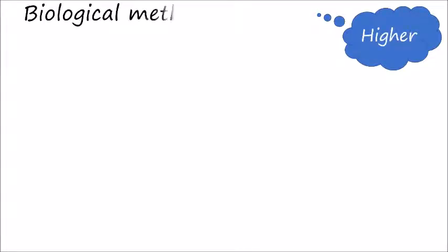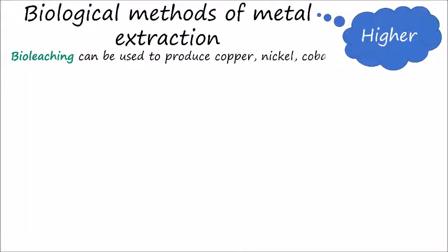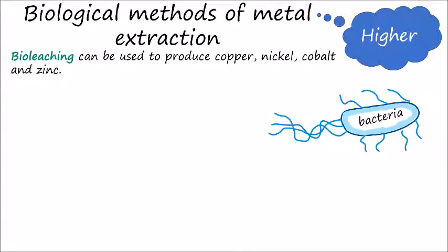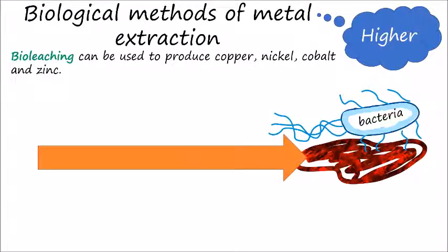If you are taking the higher tier exam, then you need to know about biological methods of metal extraction. High-grade ores are becoming more difficult to find, and therefore more low-grade ore is being used. This makes the traditional method of extraction too expensive. Bioleaching is one of the alternatives that can be used to extract copper, nickel, cobalt, and zinc. All of these metals are below carbon in the reactivity series. Bacteria is grown on the low-grade ore. The bacteria produces a solution that contains copper ions. The solution is called a leachate.